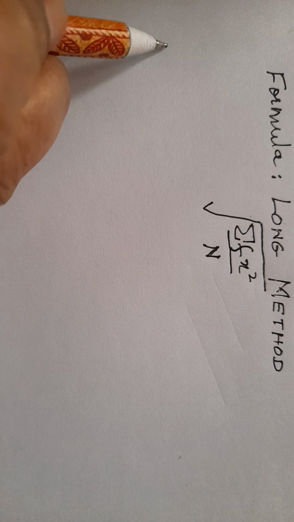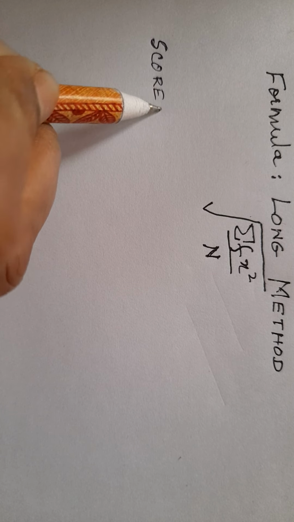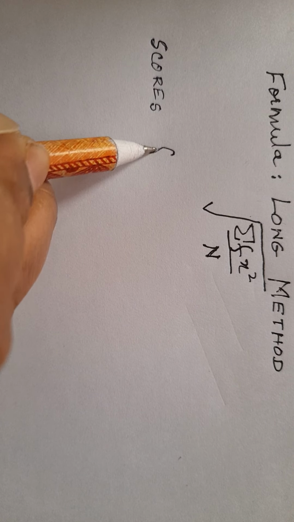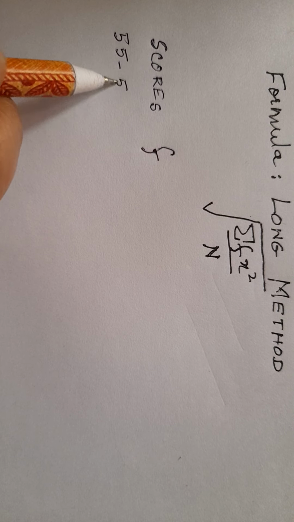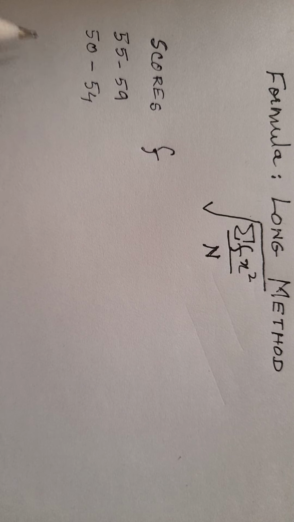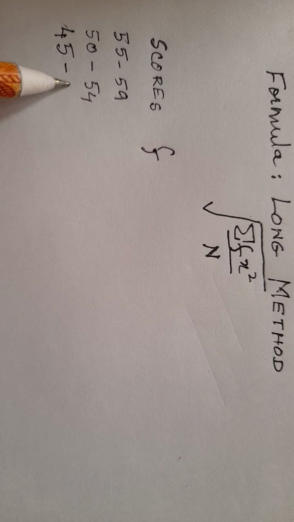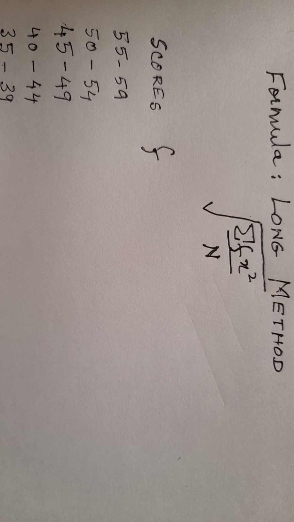Let us take scores and frequency. Now scores 55 to 59, 50 to 54, 45 to 49, 40 to 44, 35 to 39, 30 to 34, 25 to 29, 20 to 24.